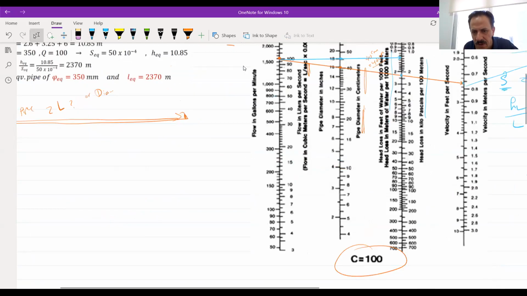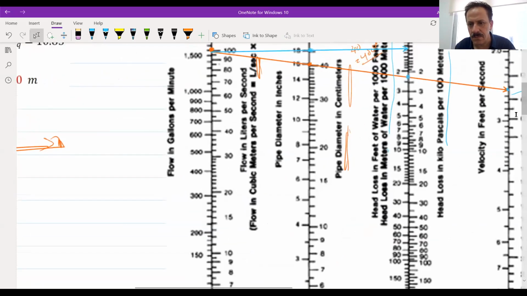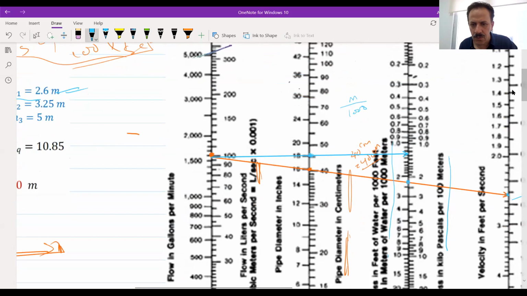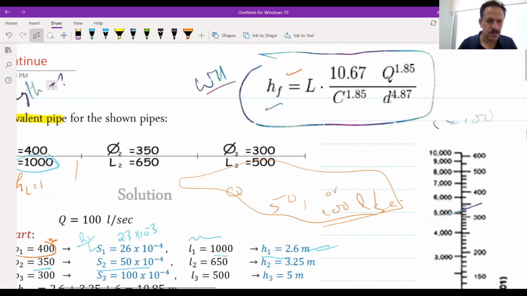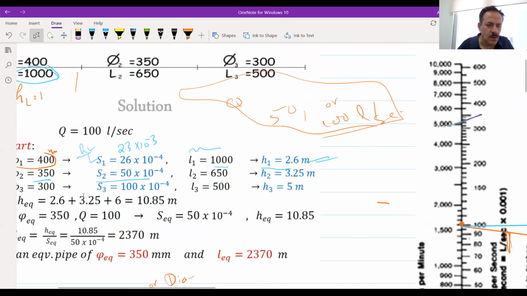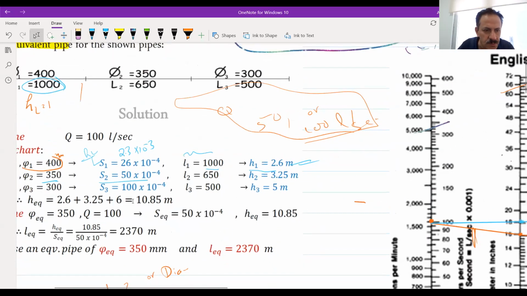So how much will be the value of S for the second pipe? It will be around 1, 1.1, 1.2, 1.3. Am I right? It's 1.3 times 10 to the power minus 3. So, oh, it's too much. We have too much difference.